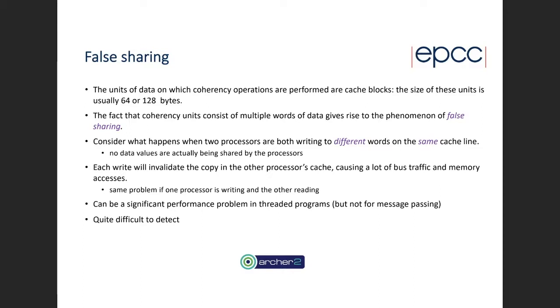Okay, cache block. So logically, there are no data values being shared by the processors. But what happens is that each write will invalidate the copy in the other processor's cache. That causes a lot of traffic and memory accesses and will slow down your whole program. As we'll discuss, it can be a problem for threaded programmers, but typically doesn't affect message passing. And we'll discuss why later.